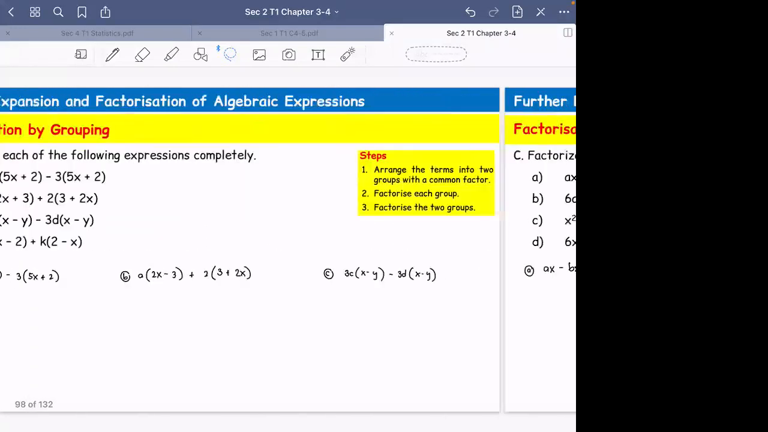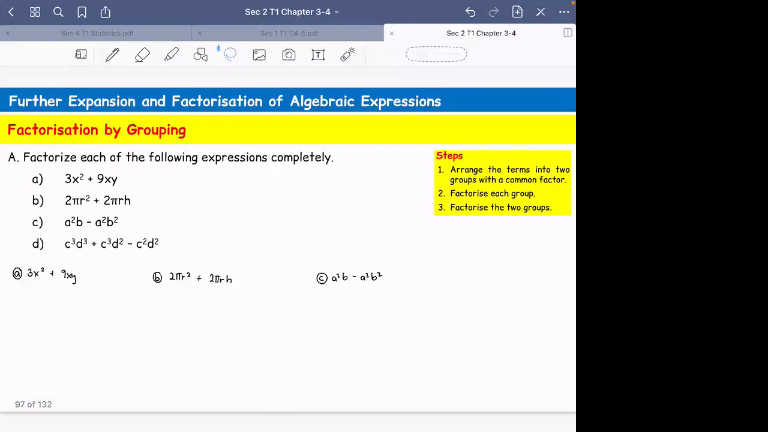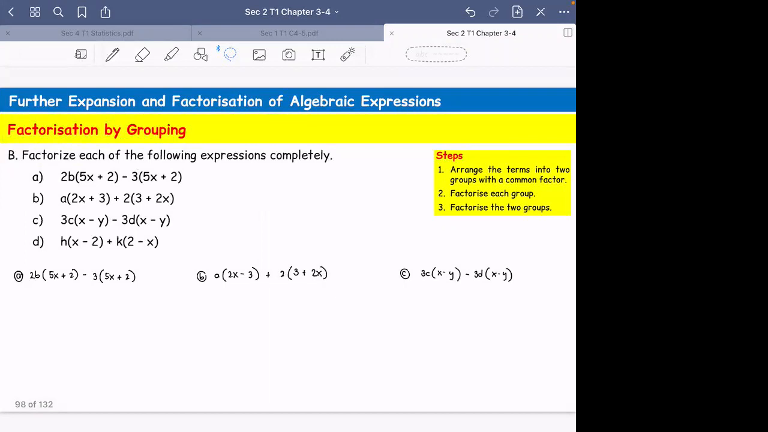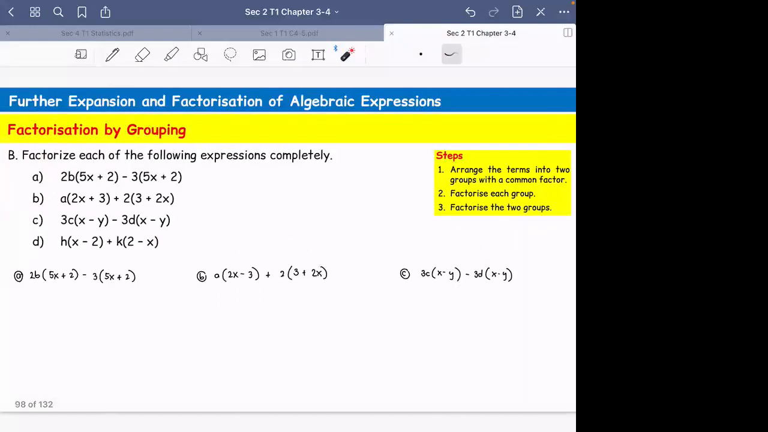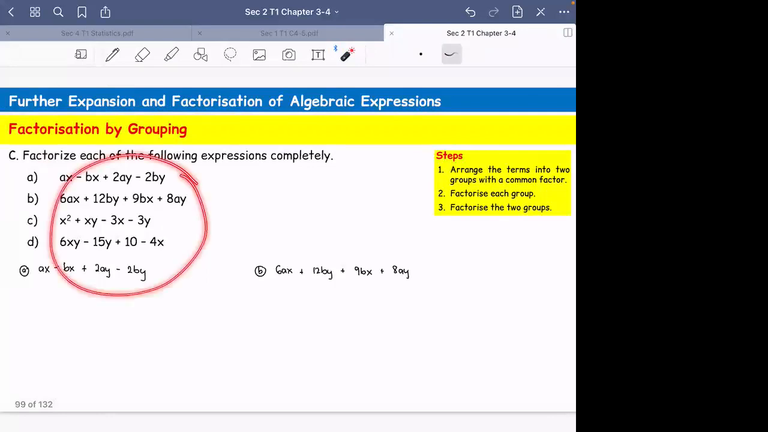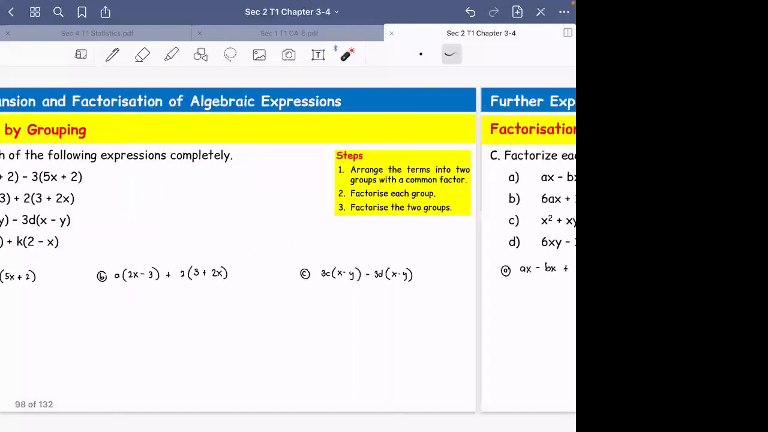Three sets of questions. The first question has something to do with the next question, and this set of questions has something to do with the last question, because the last question is factorization by grouping. But before we go there, let's learn and revise some topics that we need before we can learn how to factorize by grouping.